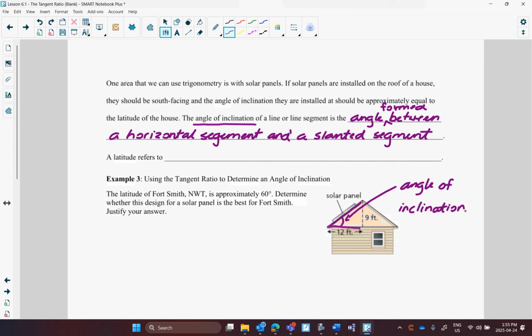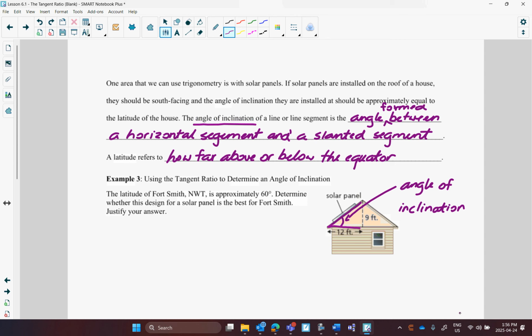Okay, so latitude refers to how far above or below the equator. So here's our example. We've got a place in the Northwest Territories in Fort Smith, and its latitude is about 60 degrees. These people put a solar panel on their roof. They want to know if it's the best fit for being in Fort Smith.